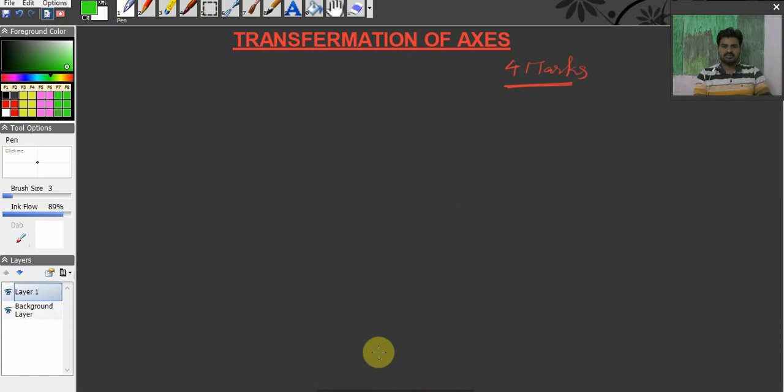Now we are going to discuss the transformation of axis, which is a topic belonging to the Mathematics B paper, consisting of 4 marks in the Board of Intermediate of Telangana and Andhra Pradesh. Let's start the topic now. Transformation of axis is of two types. One is translation of axis, another one is rotation of axis.